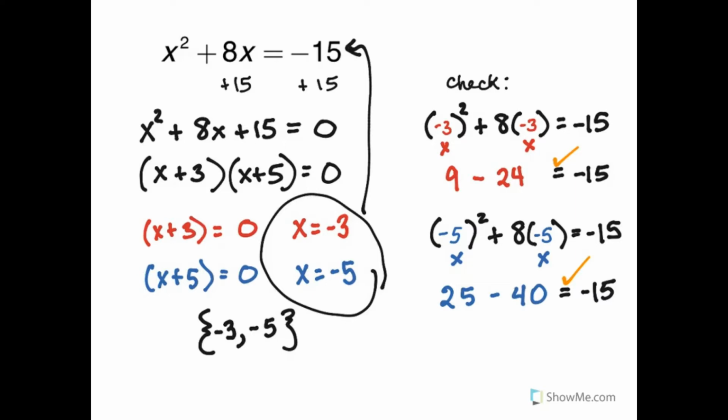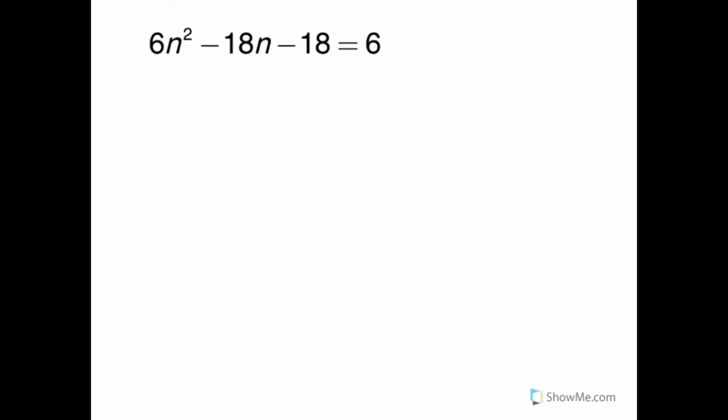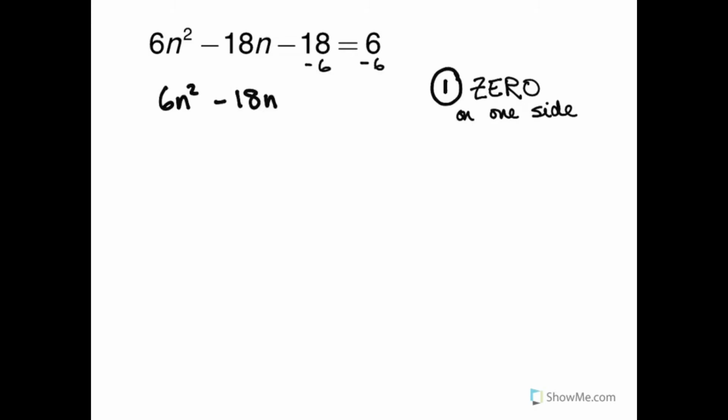Here's a quadratic equation. 6n squared minus 18n minus 18 equals 6. Now, because you have a full quadratic on the left, you might be tempted to start factoring too soon. But remember, step 1 is to get 0 on one side. To do that, I'm going to subtract 6 from each side. Negative 18 minus 6 is negative 24, and 6 minus 6 is 0.